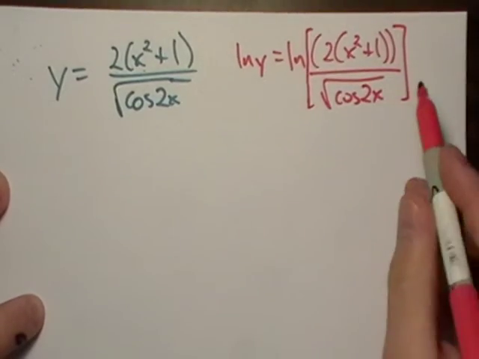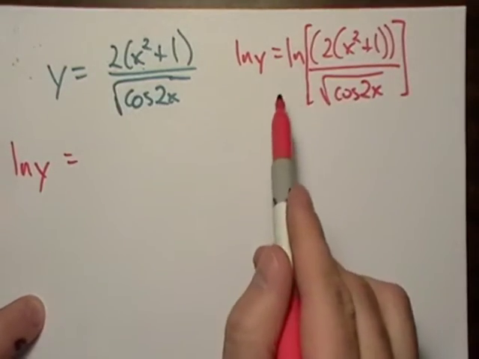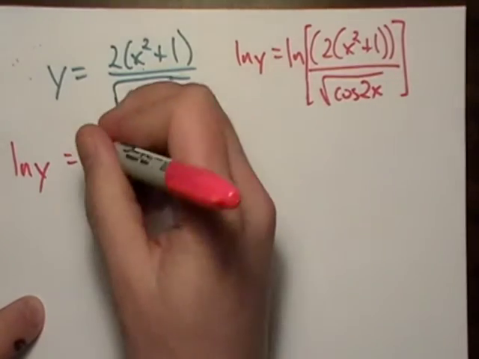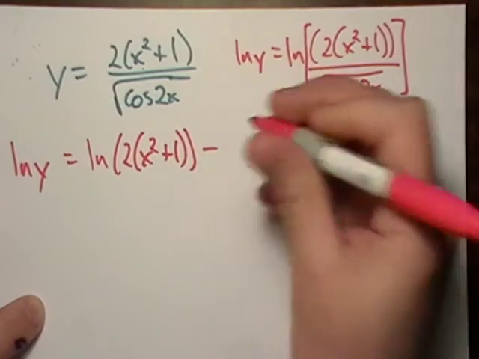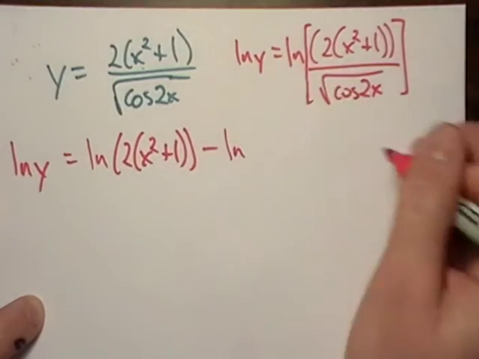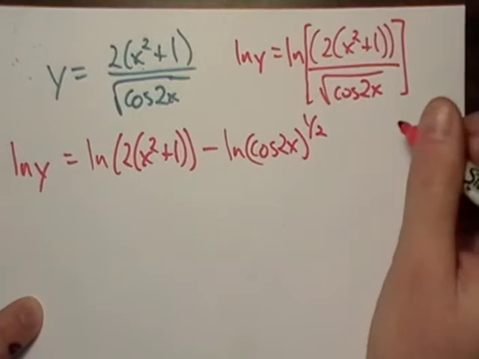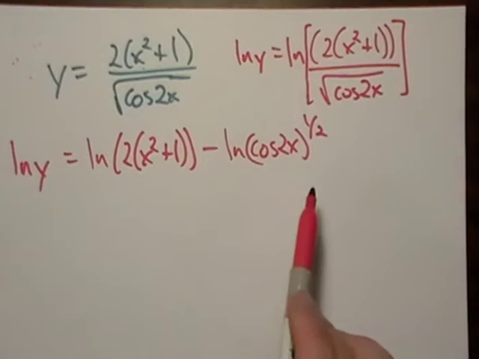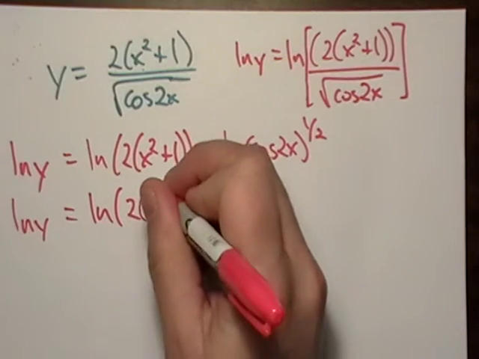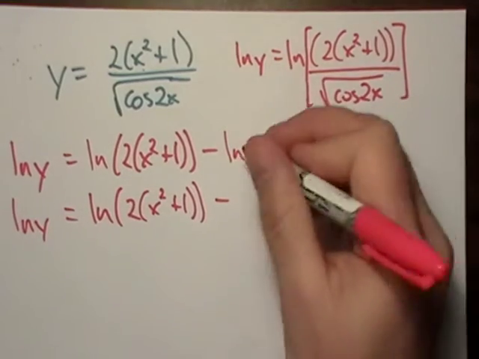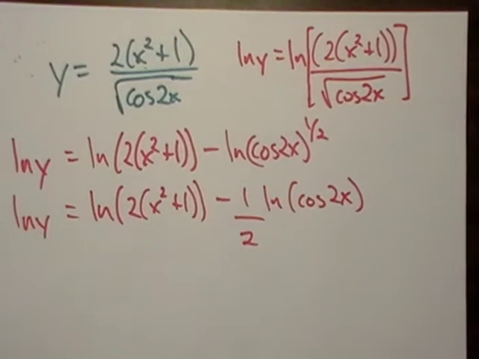So I see some algebraic simplification here before we even take any derivatives. That'll end up being natural log of 2x squared plus 1, minus natural log of cosine 2x to the 1/2 power. Let's go ahead and do some more simplification. We're going to have natural log of 2x squared plus 1 minus, I'm going to use my logarithm power rule, 1/2 natural log of cosine 2x. And there we are.